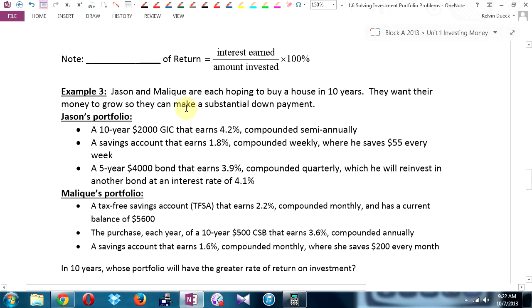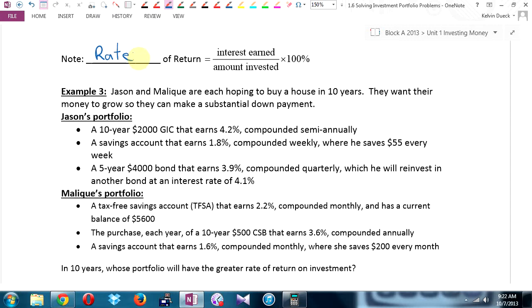By the way, just a reminder, the rate of return is how much interest you earn divided by how much money you put in times 100%. So you might say, I started out with $10,000, I finished with $14,000, I gained $4,000 in interest. Your rate of return would be 4,000 divided by 10,000. You'd have a 40% rate of return, which would be pretty good.